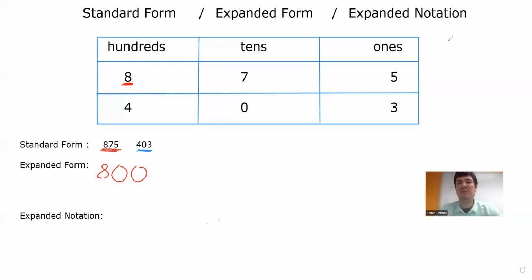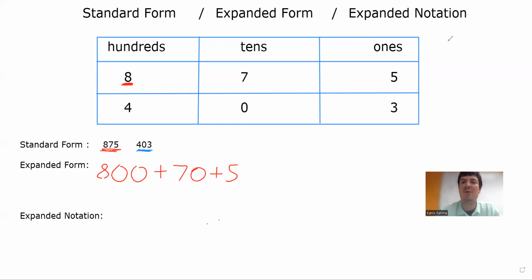Looking at my next digit, 7, 7 is in the tens column. So I just add plus 7 tens, so I write 70. Again, 7 is in the tens column, so I have 7 tens or 70. The last digit I see is 5. 5 is in the ones column. So again, I just add plus 5 ones or 5. So the number 875 in expanded form is 800 plus 70 plus 5.